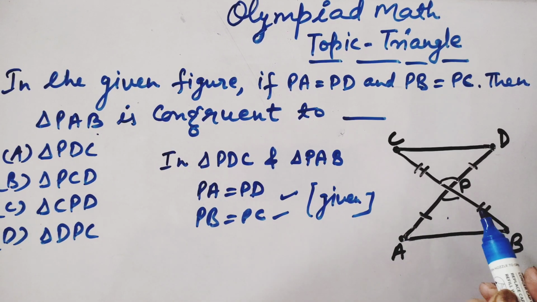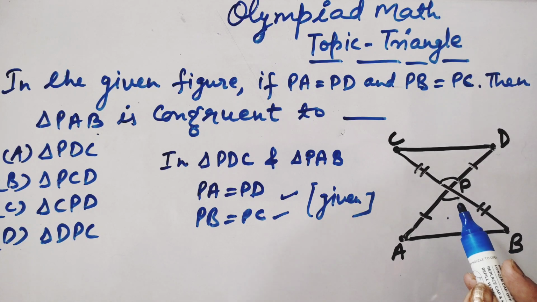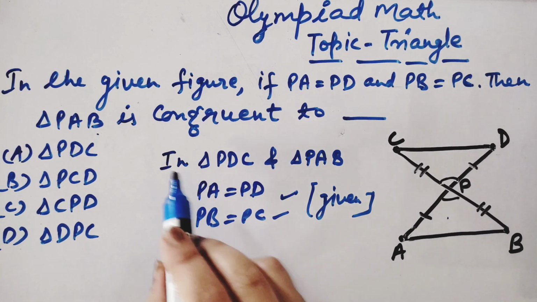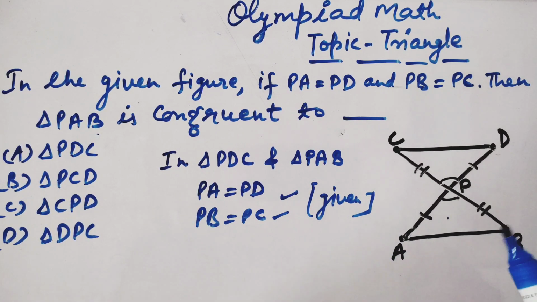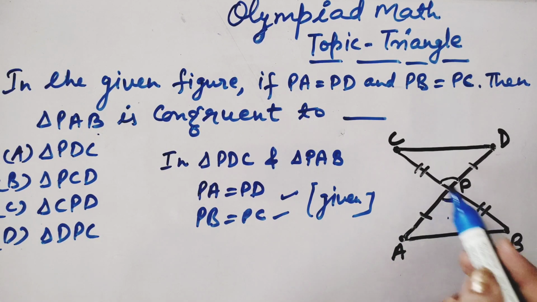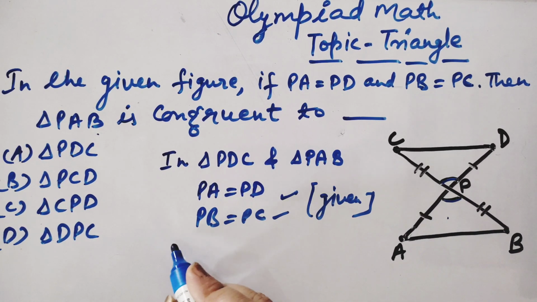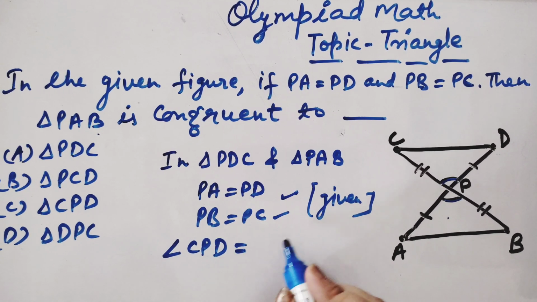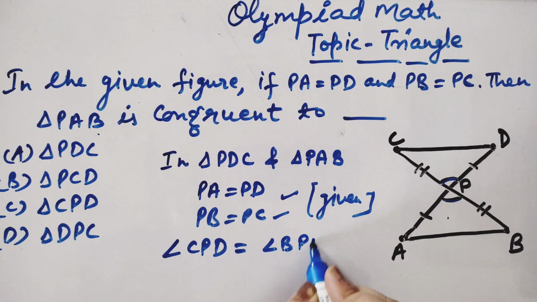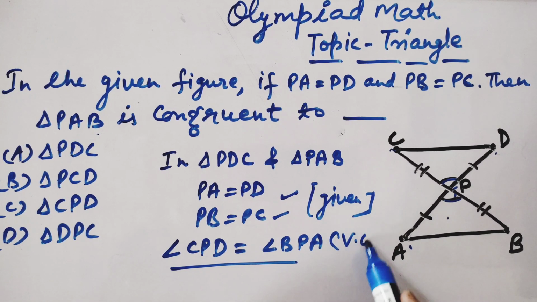We need one more thing. If we prove one more thing, we can apply a particular criterion and these two triangles will be congruent to each other. For this, you can see this angle and this angle are vertically opposite angles. So we can write angle CPD equals angle BPA.